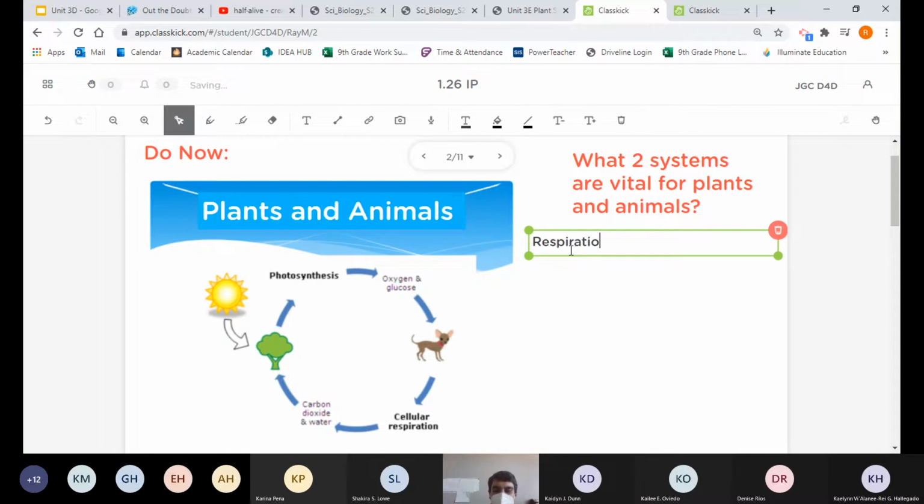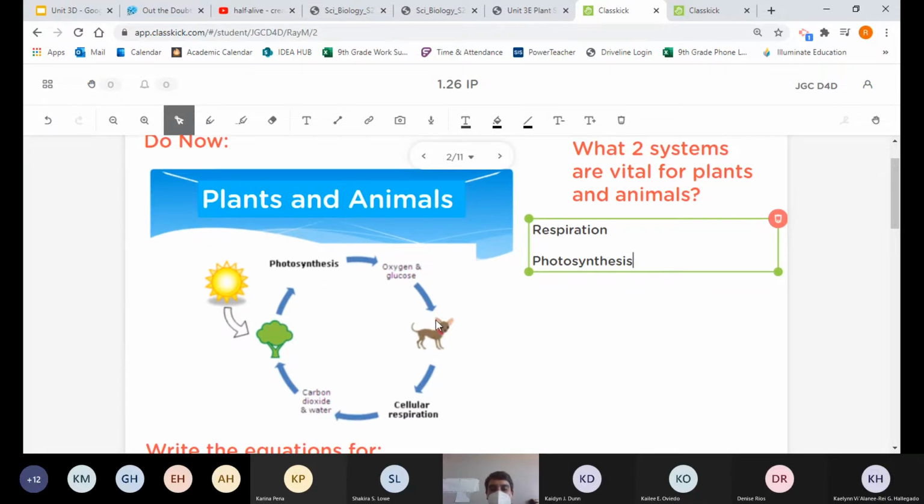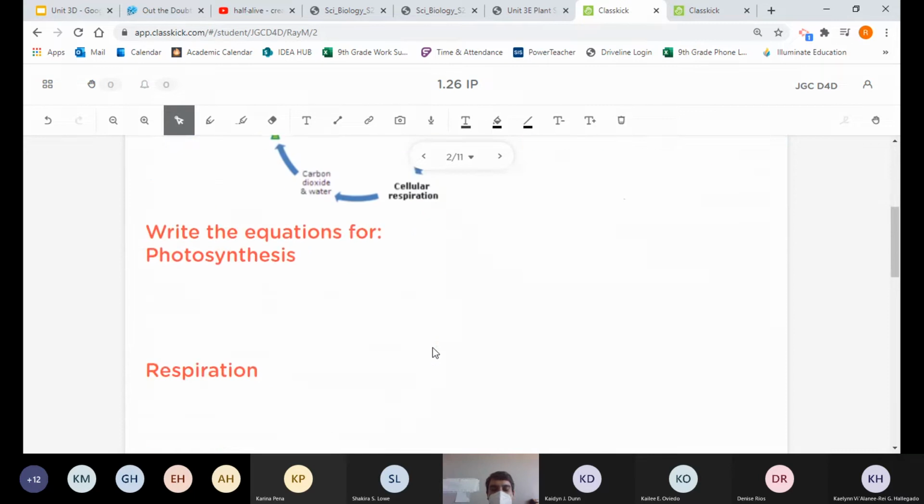Respiration and photosynthesis. Right? Remember, these are the connected systems that are helping plants and animals stay alive and function. Is this little chihuahua cute? I thought it was a cute chihuahua.